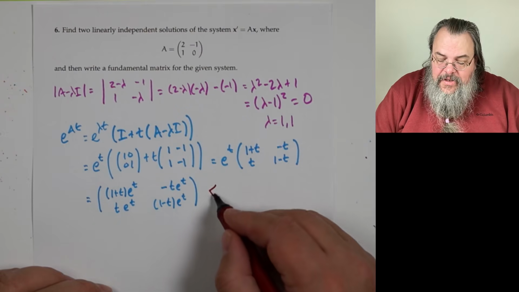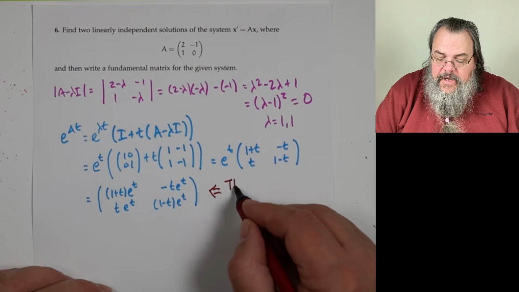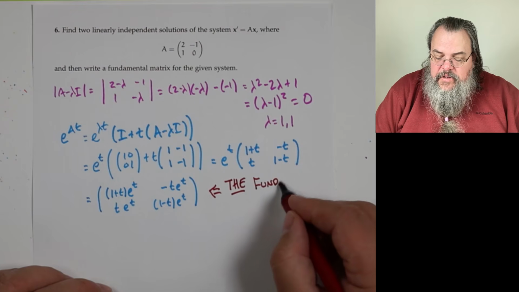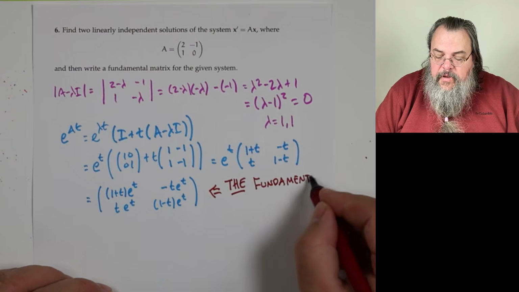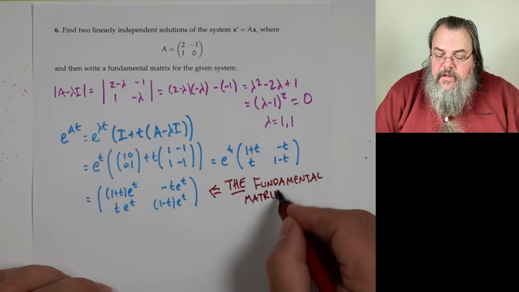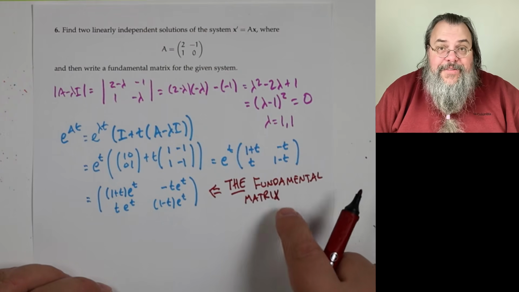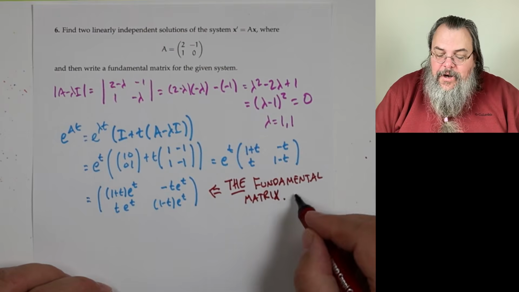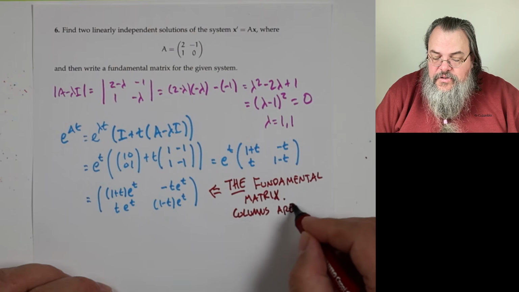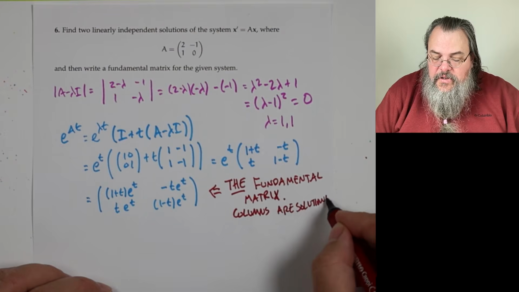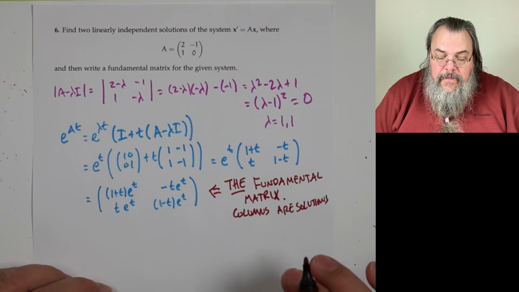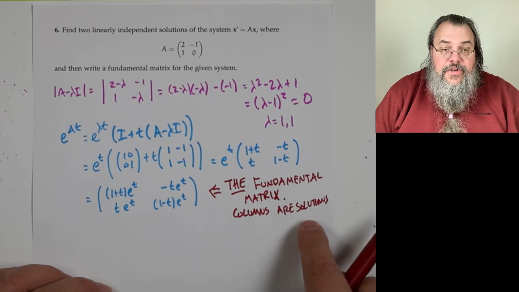And not only are we going to say it, we're going to write it. This is the fundamental matrix. In fact, it's the fundamental matrix. So of all the fundamental matrices, because they're not unique, this is the best one. You might say, okay, yeah, that's great. But what does that have to do with anything? Well, what does a fundamental matrix consist of? The columns are solutions. All right. So that says, hey, not only are they solutions, they're linearly independent solutions.